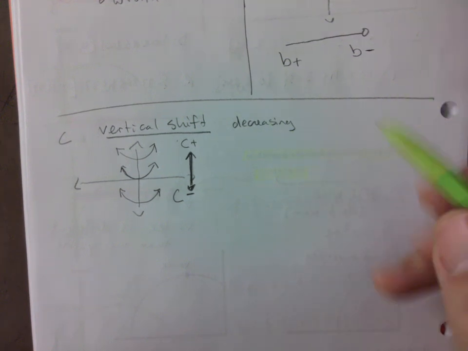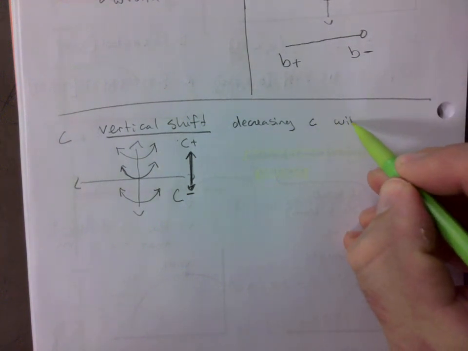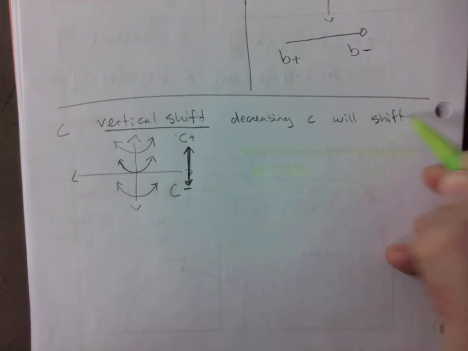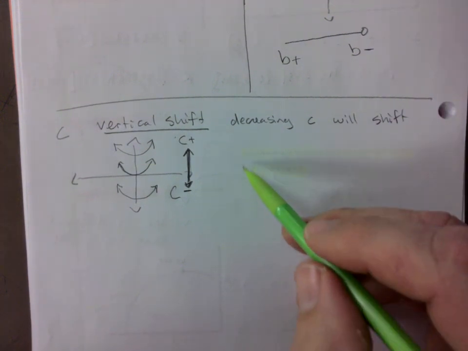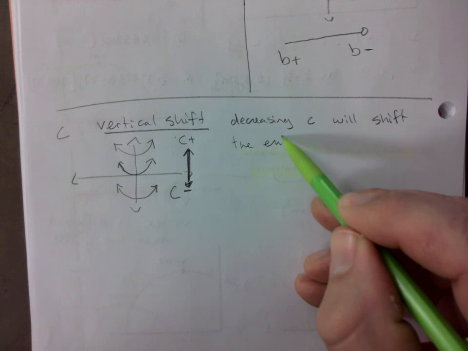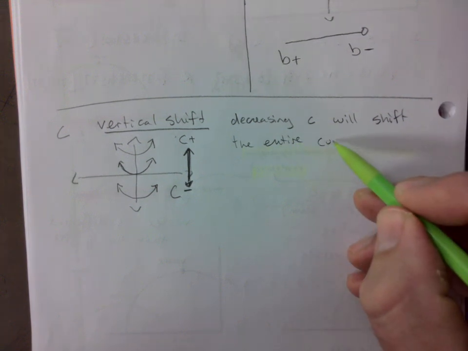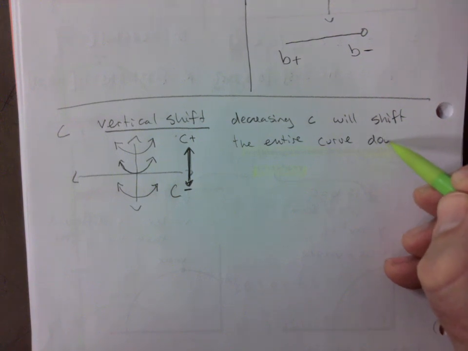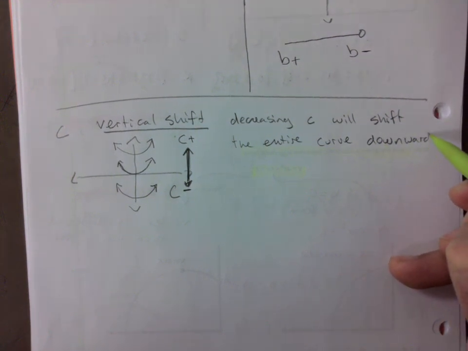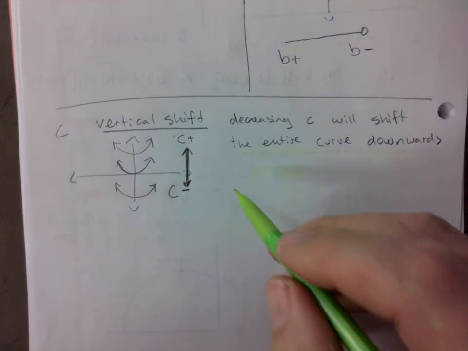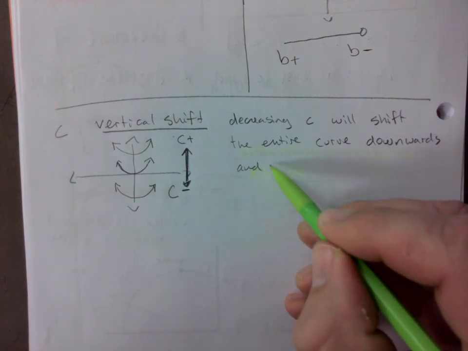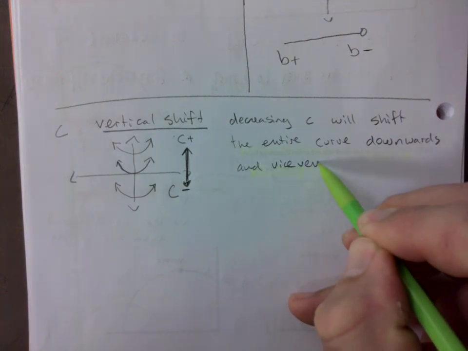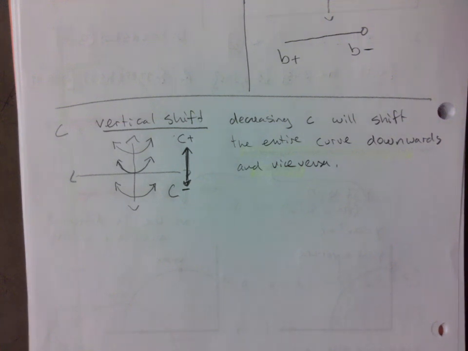Decreasing C will shift the entire curve downwards. And vice versa. Okay? So if you increase it, it will move everything up. And so that's just that.